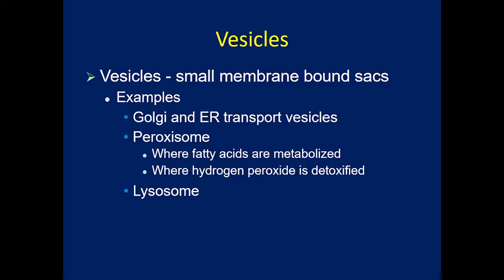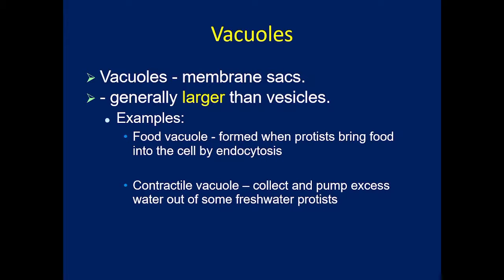Vesicles are small membrane-bound sacs. Examples: Golgi and endoplasmic reticulum transport vesicles, peroxisome, lysosome. In peroxisome, fatty acids are metabolized and hydrogen peroxide is detoxified, and that is the role of peroxisome. Vacuoles are membrane sacs, generally larger than vesicles. Examples could be food vacuoles and contractile vacuoles.